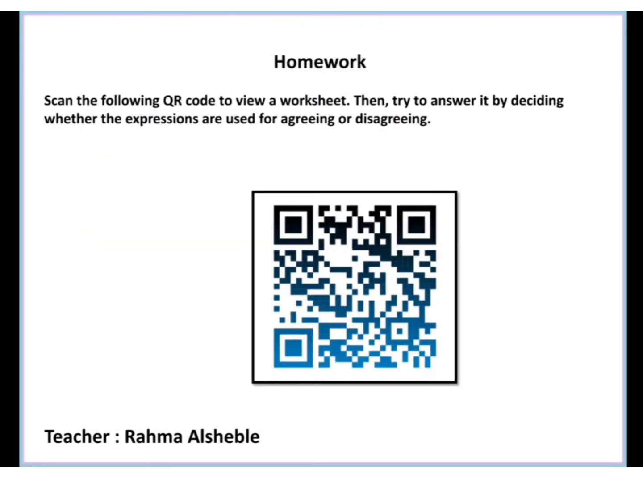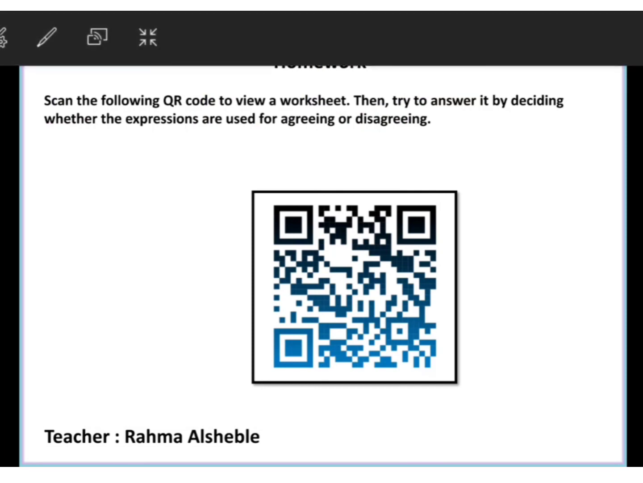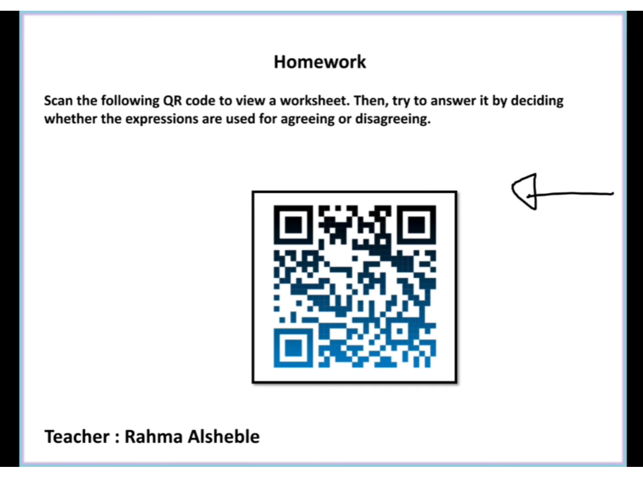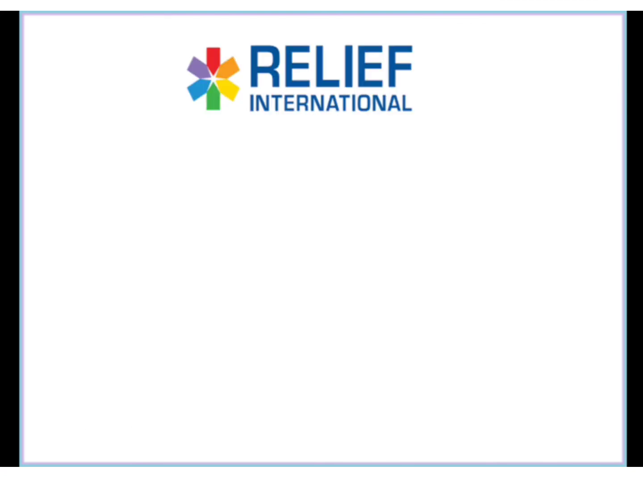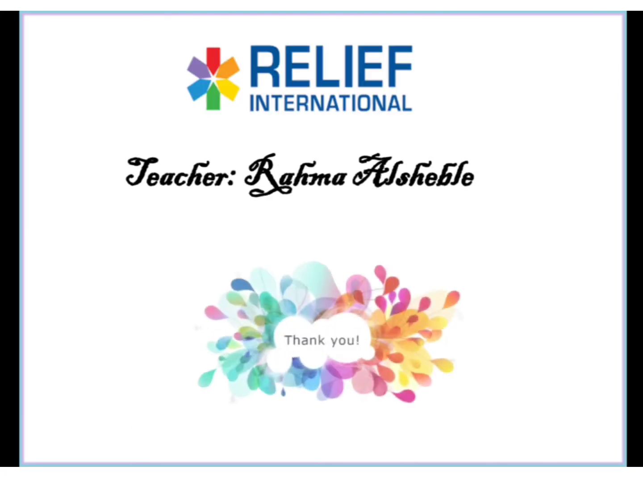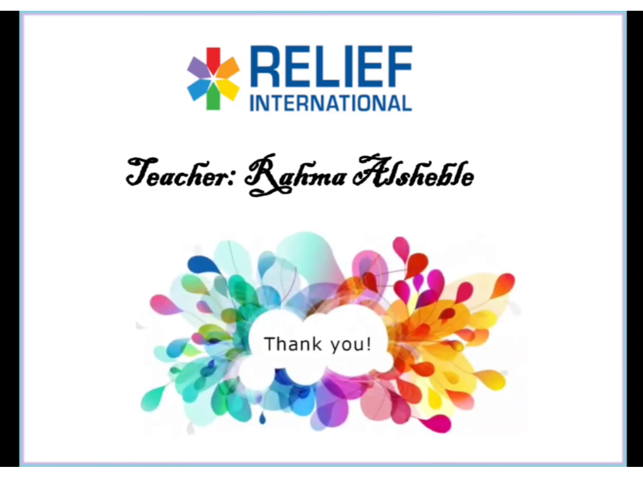So you can do the same. Here is your homework. Scan the following QR code. So here there is a code. You should try to scan it. You can ask your teacher, ask your teachers, they will help you scan to view a worksheet. Then try to answer it by deciding whether the expressions are used for agreeing or disagreeing. Okay? Now we have finished. Thank you for listening. Goodbye.